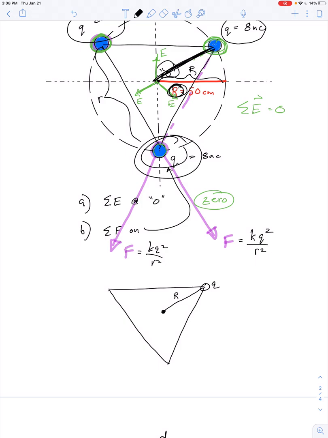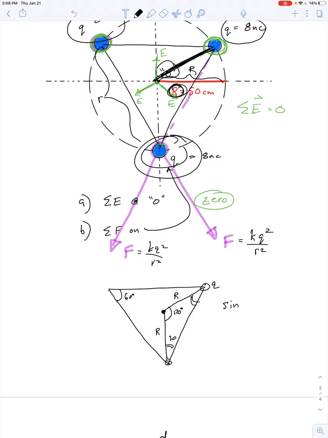Of course, I could do it from the center of the circle to this other charge. That's also the same value, r, 50 centimeters. And I think we agree that this angle right here would be 120 degrees. And let's see, this angle is 60, so that means this angle is 30. So is this one. So can't we use the law of sines at this point?